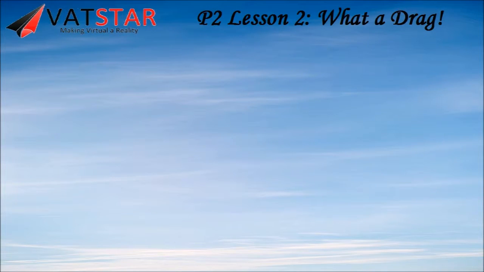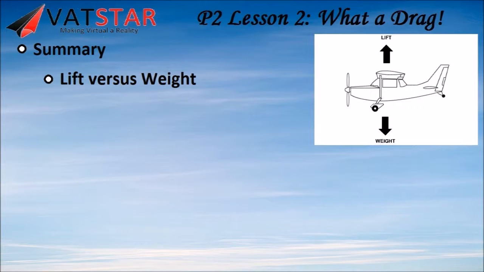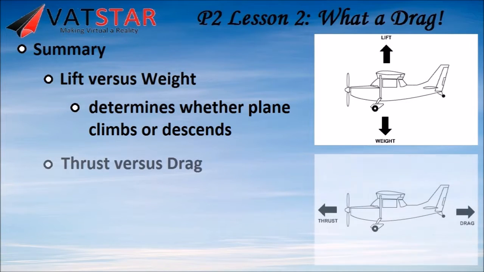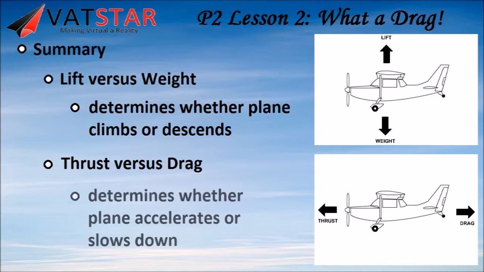Alright, so let's quickly summarize the key points. Lift is the upward pushing force that lifts a plane into the air. It's generated by the wings. Weight is the gravitational force pulling the plane back down to Earth. Lift and weight counteract each other, and whether the plane climbs or descends depends on which you have more of. If they're equal, you're in level flight. Thrust is the force of the engine pushing the plane forward. Drag is the force of the wind resistance pushing the plane rearward. Thrust tends to speed the plane up, while drag tends to slow it down. If they're equal, you're maintaining a constant speed.